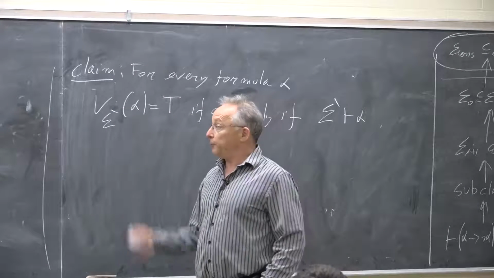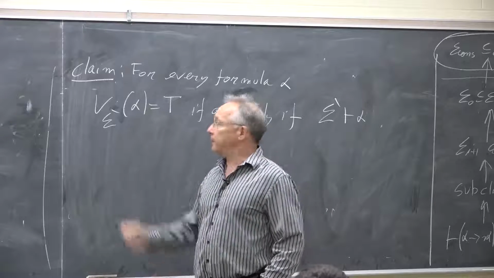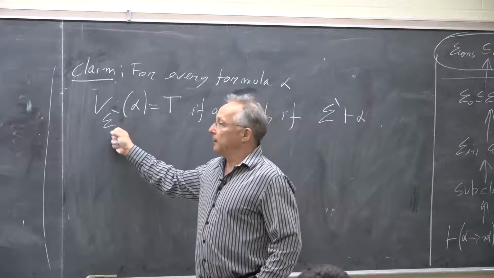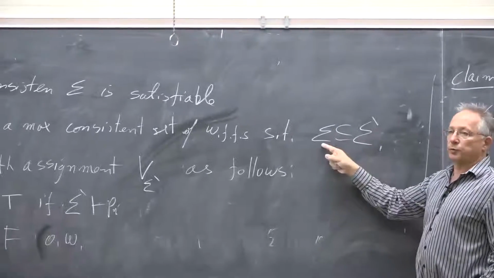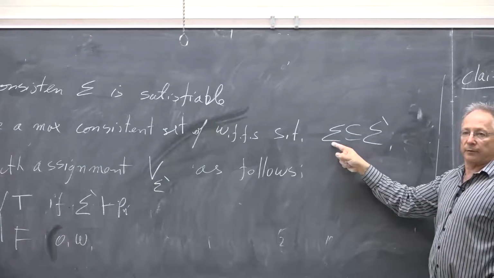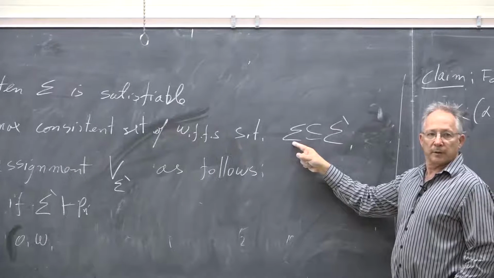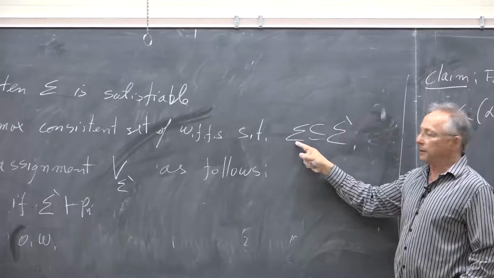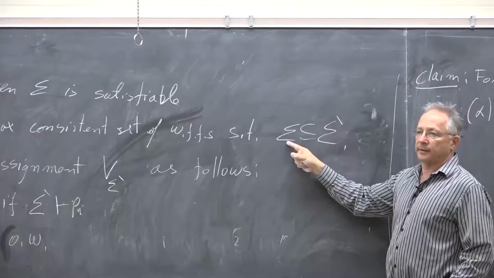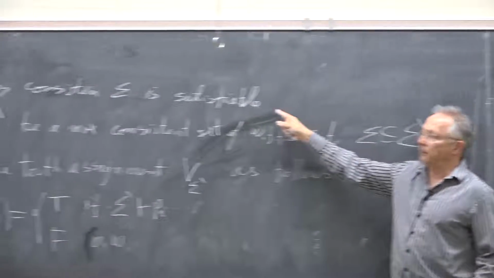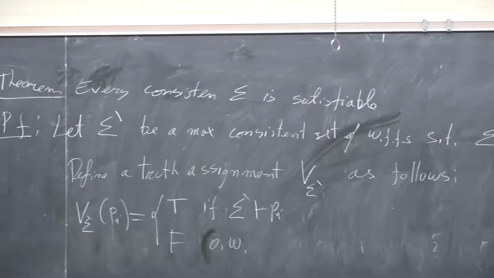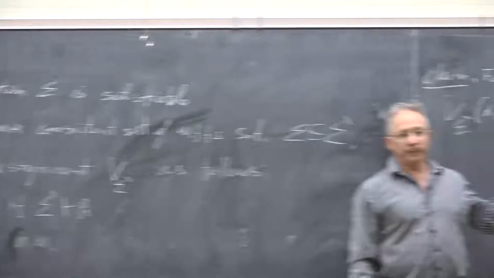And if we do this, we get satisfiability, because for every formula of sigma, sigma prime can prove it. So every formula of sigma will get true. So it will turn out that this V is a satisfying assignment for sigma. So this will establish the theorem, but in order to show this claim, I need more time.